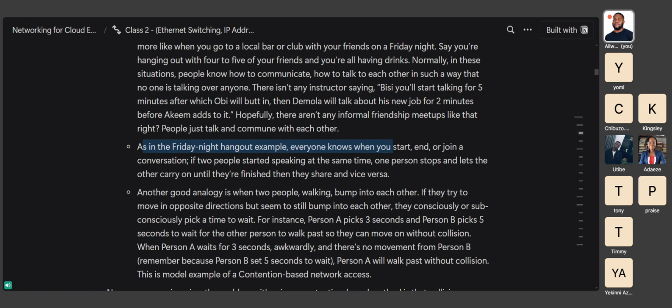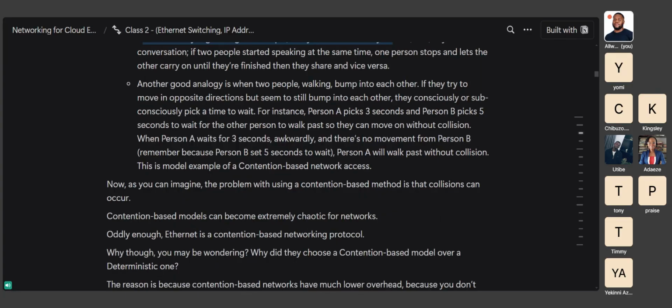If two people started speaking at the same time, one person stops and lets the other person carry on until they are finished, then they share and vice versa. Another good analogy is when two people walk and bump into each other. So if they try to move in opposite directions but seem to still bump into each other, they consciously or subconsciously pick a time to wait.